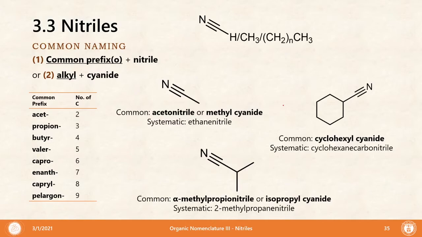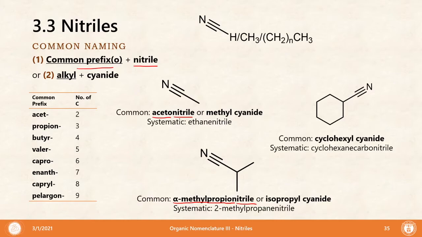Nitriles, being terminal functional groups, also apply the same common naming schemes as aldehydes. In this case, we use the suffix nitrile. So, common prefix plus nitrile. Aceto plus nitrile, and alpha-methyl propion nitrile.